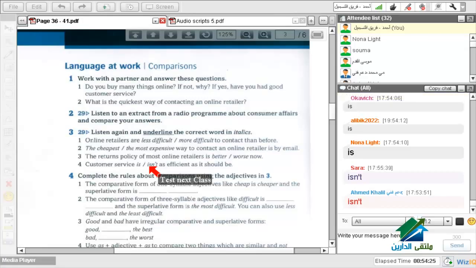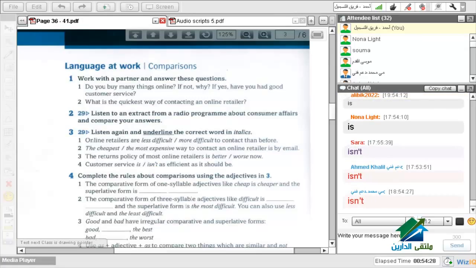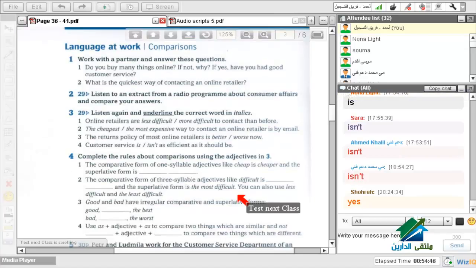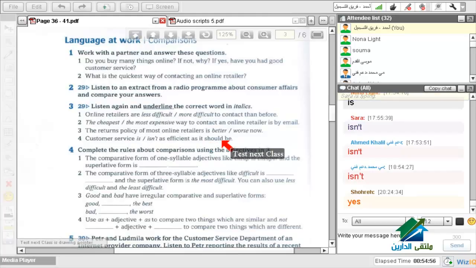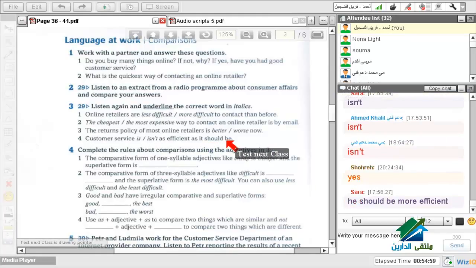Khalid and Sarah, isn't. Shuhra? Isn't. So, isn't is the right answer. Customer service is not as efficient as it should be. Yes, exactly. If it's even efficient, say customer service there is efficient.